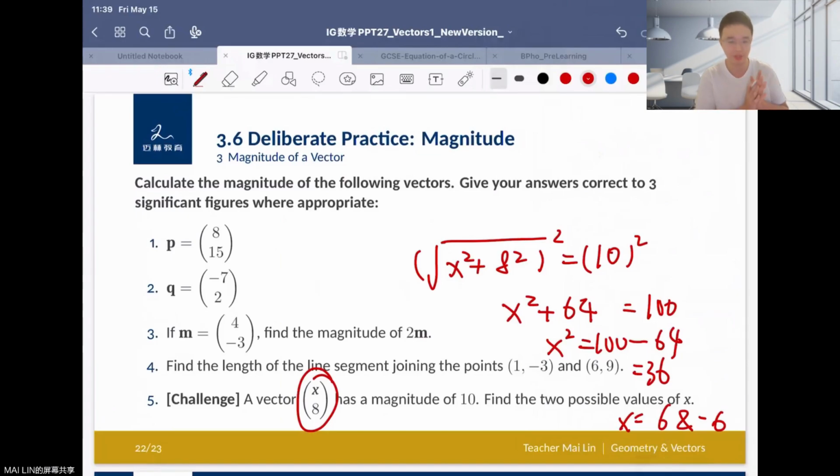So that's the magnitude. I hope you can understand how to calculate the exact value and exact magnitude. See you next time. Bye.